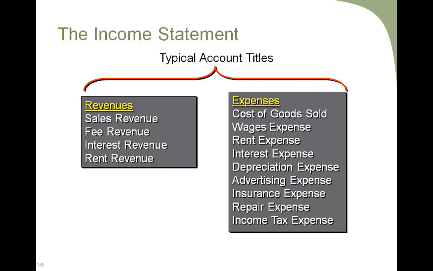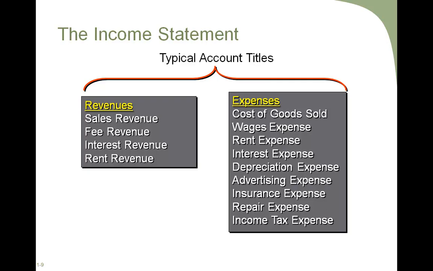On this slide here, we see the typical account titles that you find in an income statement. So under the revenue section, you will possibly see sales revenue, fee revenue, interest revenue, or rent revenue. And we will, as the semester plays out, define these and work with these different types of revenues. But sales revenue is an easy one to understand. Think of a retail store. You go in and you buy something from the store. That sale is revenue for that organization. It's how they earn their money, basically, how they make their profits by selling things.